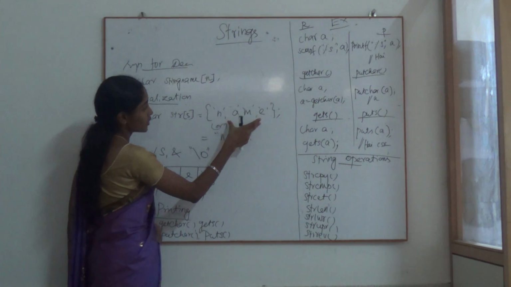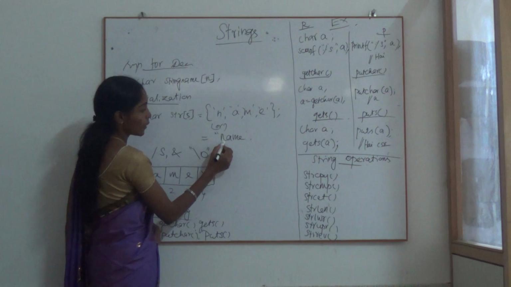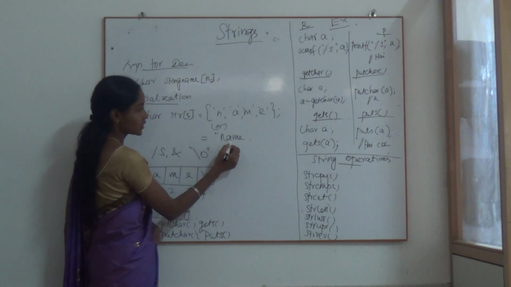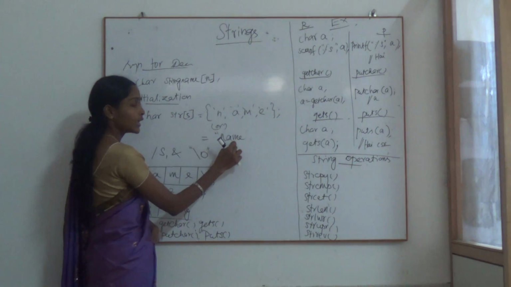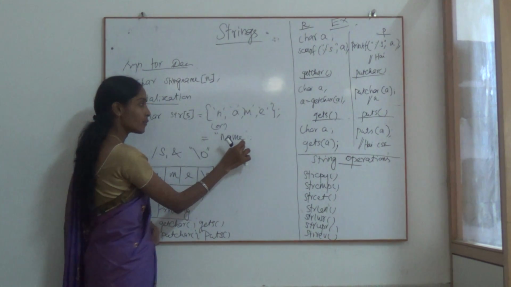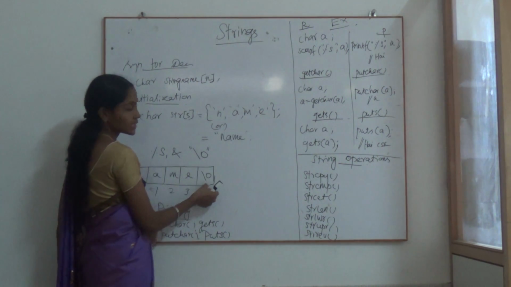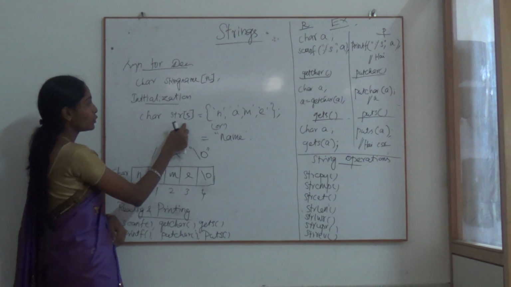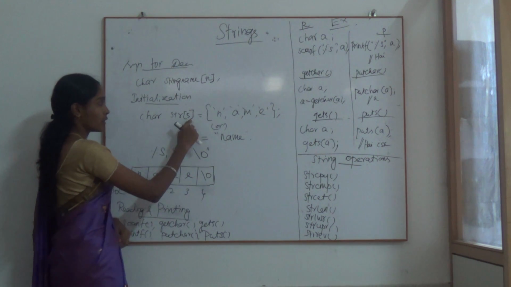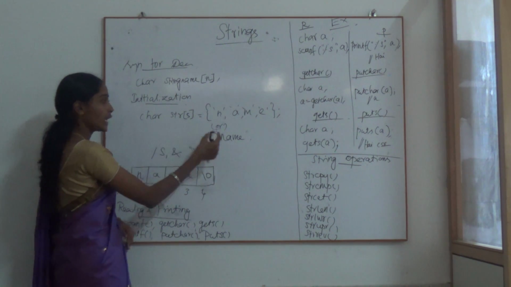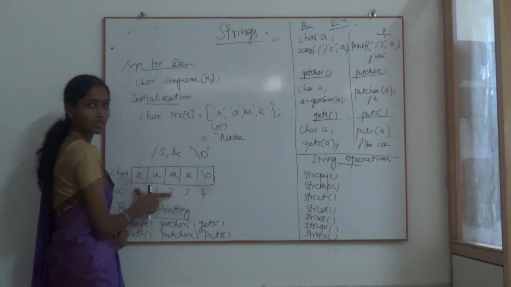So the string is name. Here n occupies the first location, a occupies the second location, m is the third location, and e is the fourth location, and by default the last location is null. So we have to mention five spaces. Then only the name occupies all the spaces.